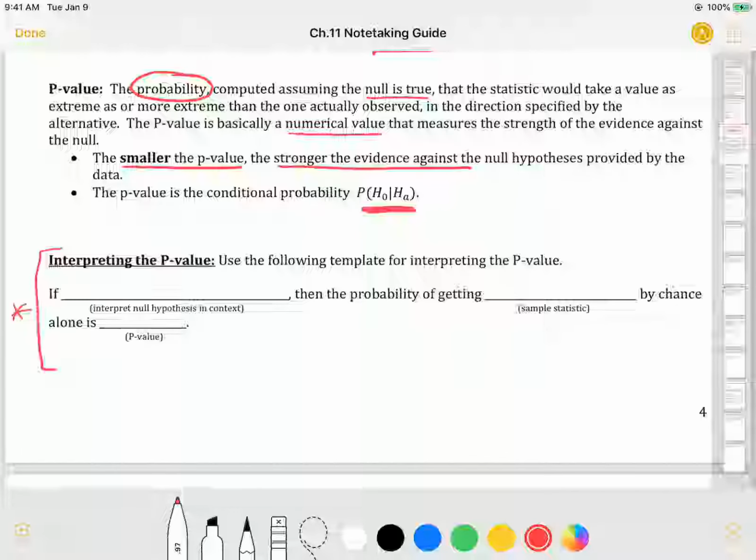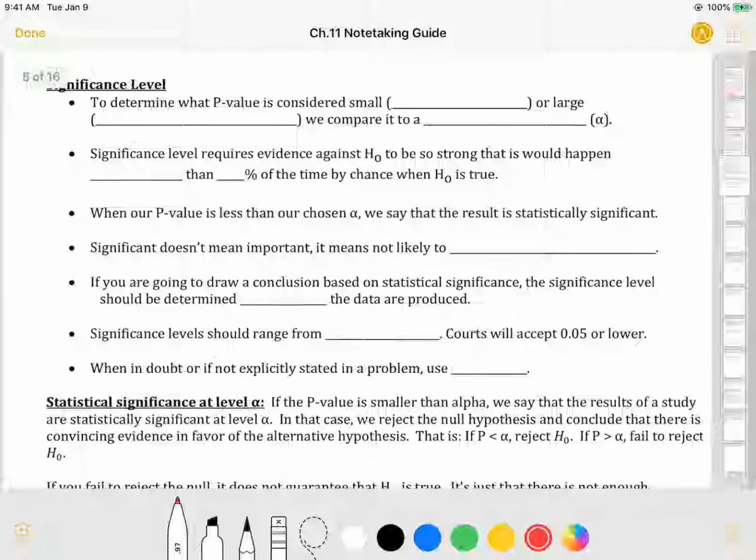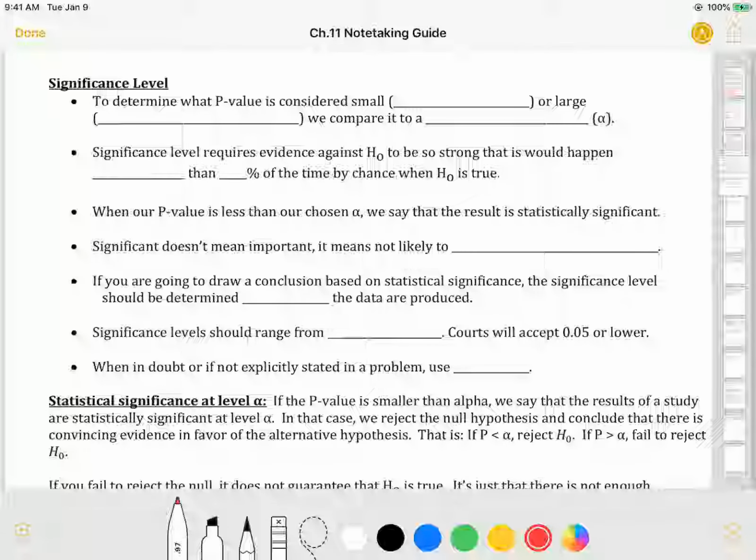If whatever the null is, then the probability of getting this sample statistic by chance alone is this p-value. And we've kind of talked about that statement before when we were talking about the example of the free throw shooter. Okay, so let's go ahead and move on and dive a little more in depth into what exactly we are going to be doing when we have this p-value. Then how do we assess our final answer or conclusion of our significance test?